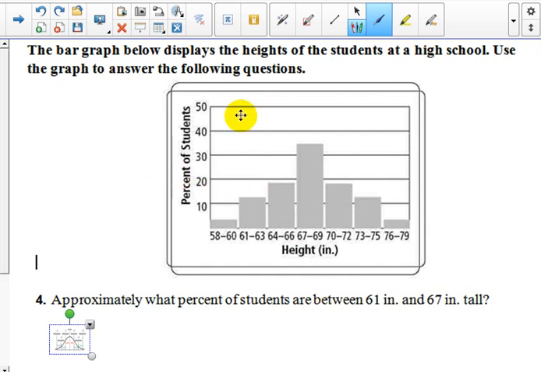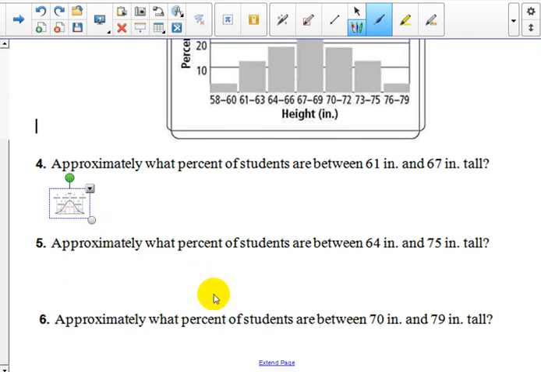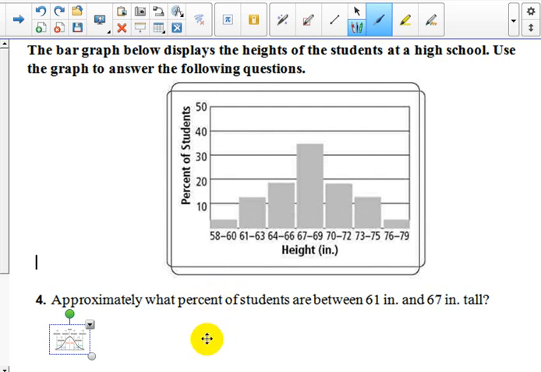Let's look at number 4, 5, and 6 on your worksheet. It says the bar graph below displays the heights of students at a high school. Use the graph to answer the following questions. And let's take a look here. It does look like a normal distribution, right?